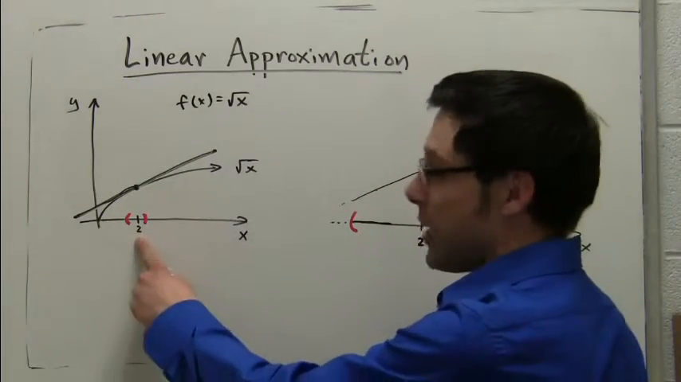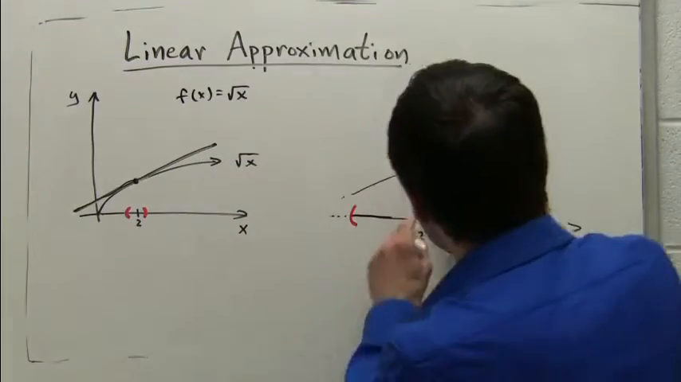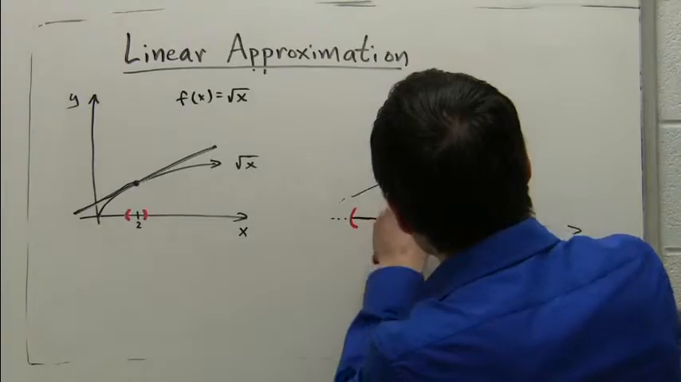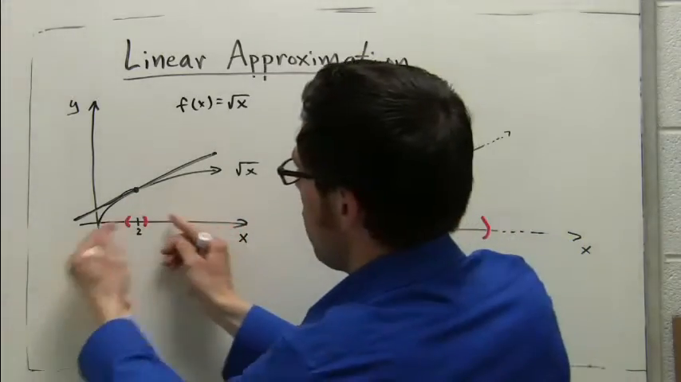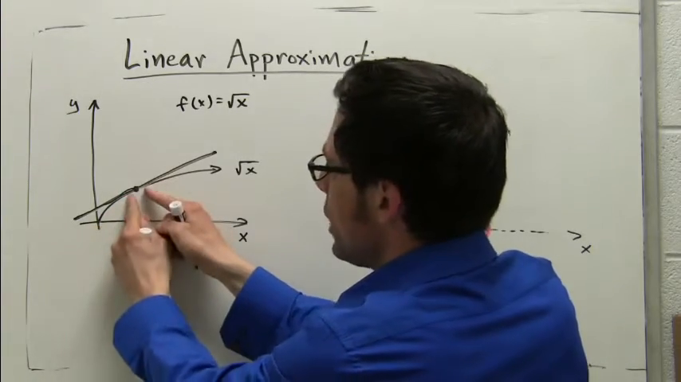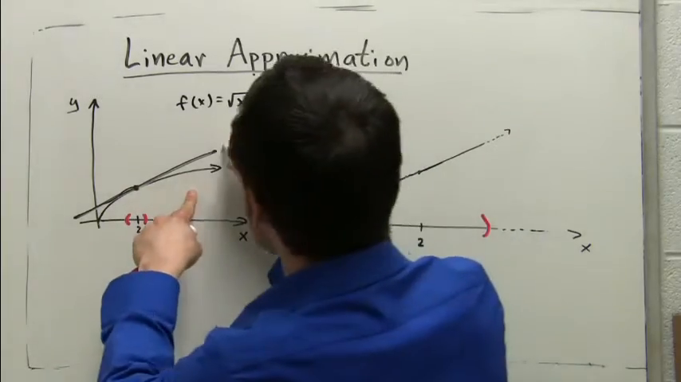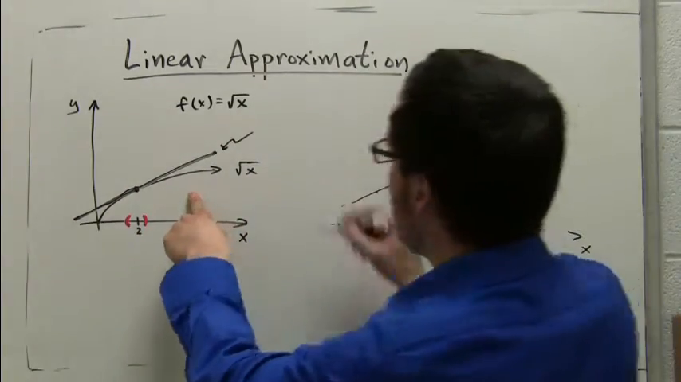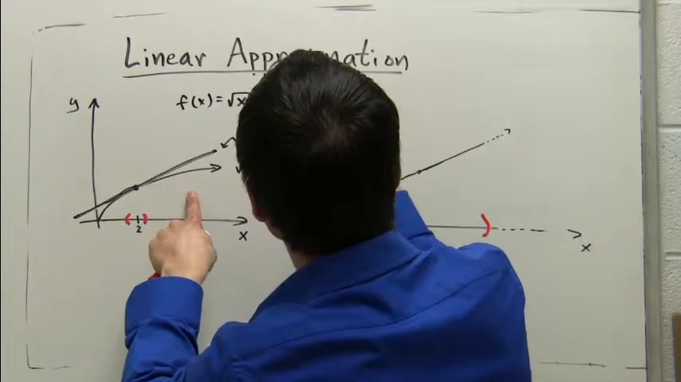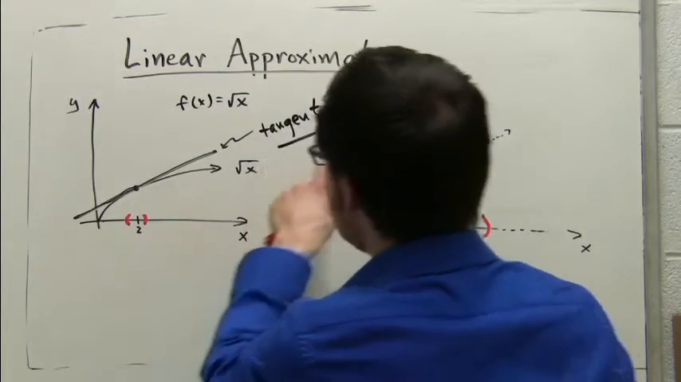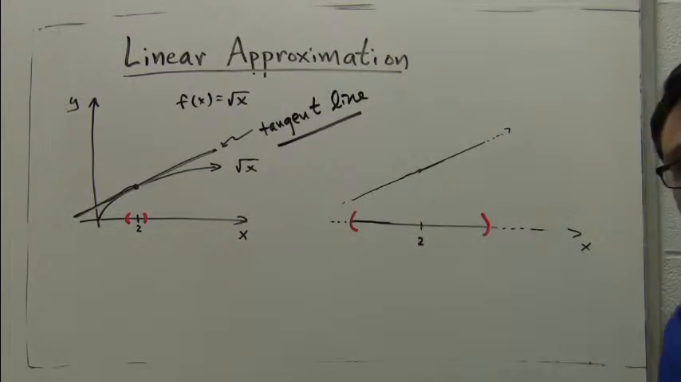The one point that I'm talking about is the x value 2, right? So if I zoom in close enough, that tangent line really looks just like the actual function. If I zoom in close enough, the actual function really can be approximated by this linear function. This linear function is in fact the equation of the tangent line, the equation of the tangent line at the value 2 for this particular function.